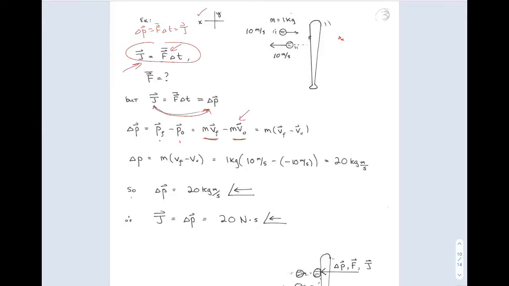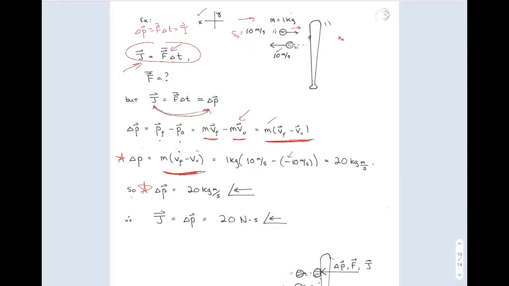I'm writing these as vectors, with the arrows. Factor out the m. And then over here, when I wrote my change of momentum, I left off the arrows. There's no arrow here or there. And then I'll put in the correct plus or minus sign based on the direction of the arrow. So my change of momentum is m v final minus m v initial. My v final is 10. My initial velocity is minus 10 because it's headed in the negative direction. So initial velocity is minus 10. So this gives me my change of momentum.